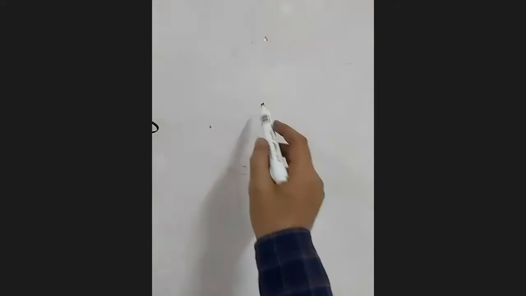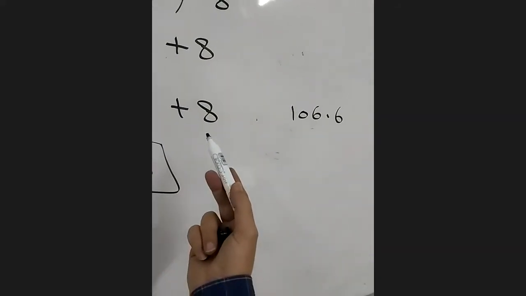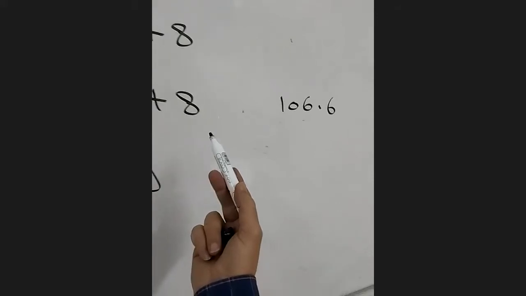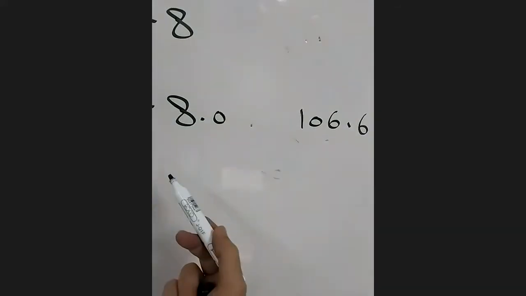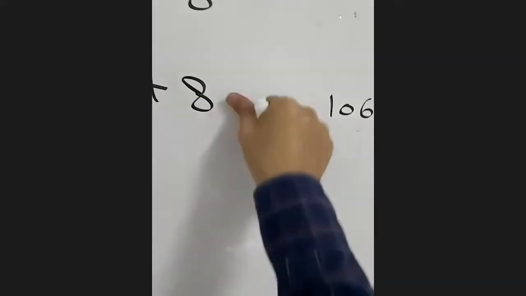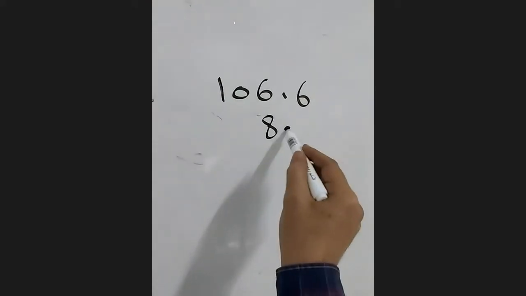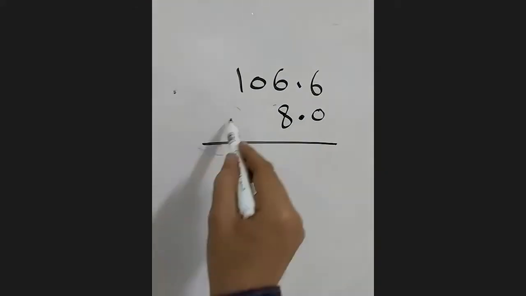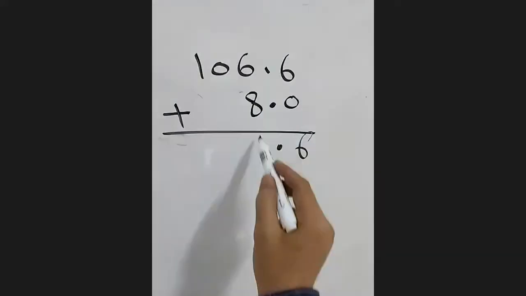Look here, Hisham. You said 106.14. You added the 6 with the 8, right? Which is wrong, Hisham. How do we add? Look here. 106.6. Does the 8 have a decimal? No. Where will the 8 be? We can add a decimal 0 if the number has no decimal. So the 8 will be here. And we add 6 decimal 6 plus 8.